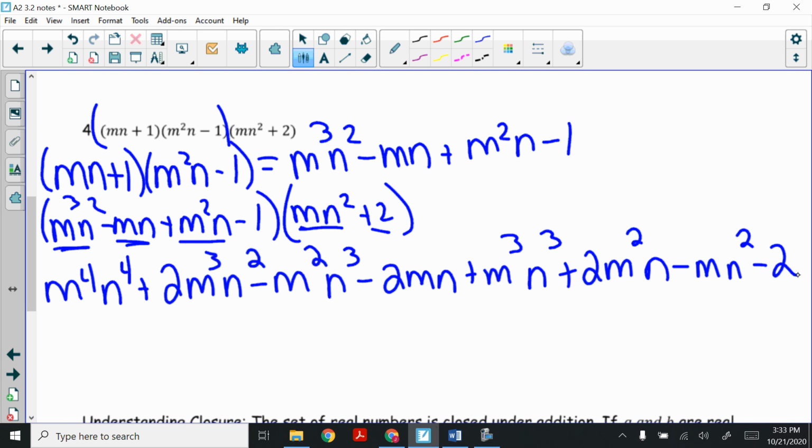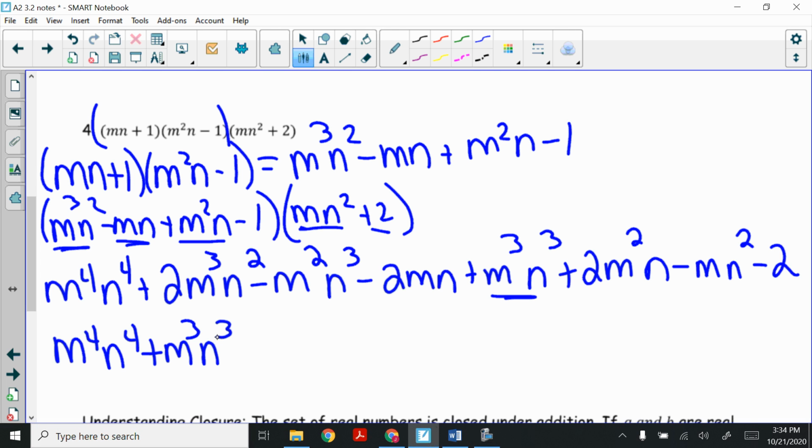That's a lot, right? So now I just need to combine like terms, and remember I start with my first variable, m, in descending order. So m to the fourth, n to the fourth. That's the only one I have, so it stays. Next I want my m cubes. So let's see, I have m cubed n squared, okay? Do I have any m cubed n cubed? That would be next. So this one is going to be next. So plus m cubed n cubed.